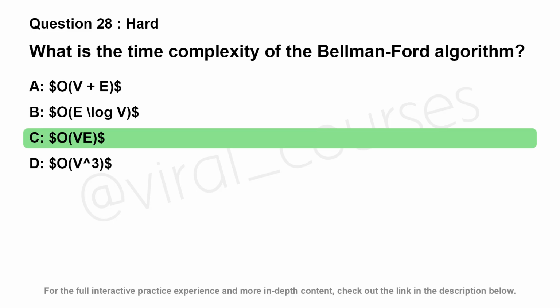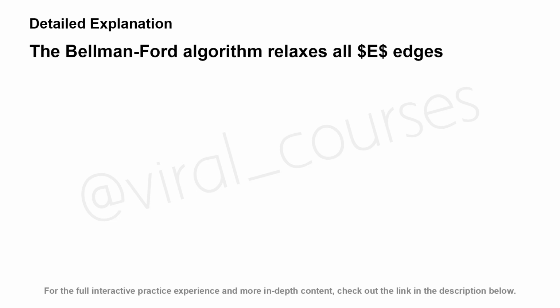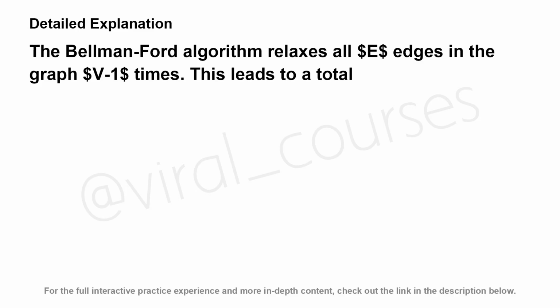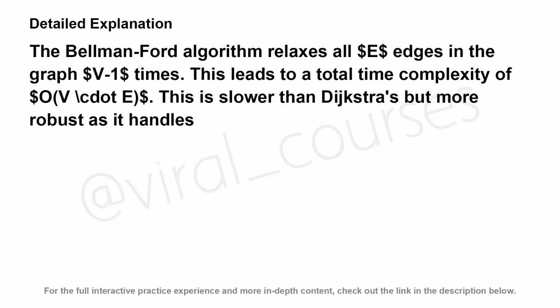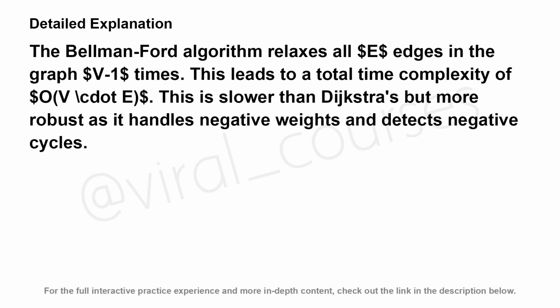The correct answer is C. The Bellman-Ford algorithm relaxes all E edges in the graph V minus 1 times. This leads to a total time complexity of O(V times E). This is slower than Dijkstra's but more robust as it handles negative weights and detects negative cycles.